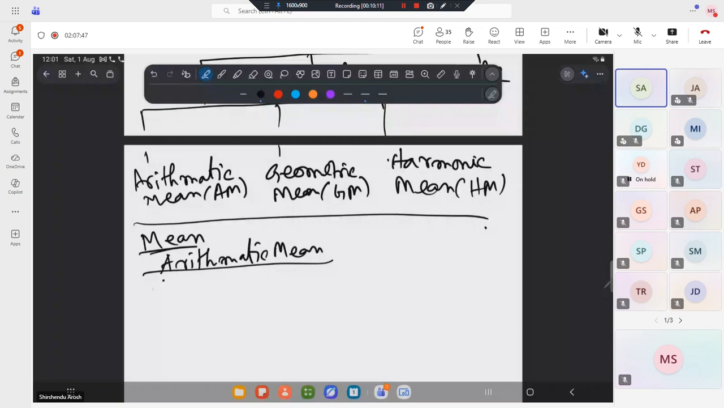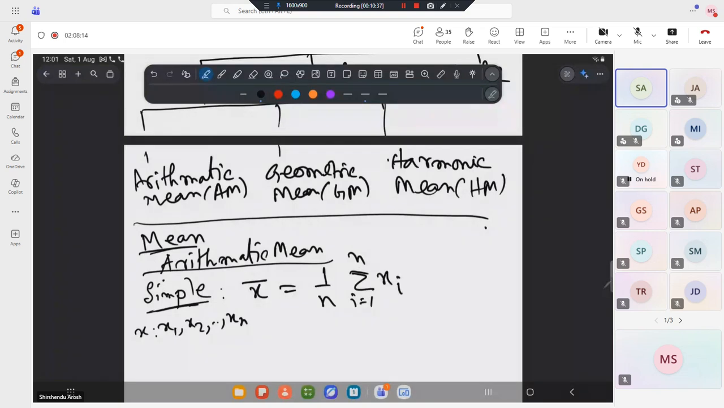So arithmetic mean would be of two types. One is called simple. Simple means that there is no frequency as such in this particular part. We generally show the arithmetic mean by x bar. If x is a variable taking the values x1, x2 to xn, where n is the number of values, then x bar can be represented by 1 by n times the summation of xi from i equals 1 to n. Eventually it is nothing but x1 plus x2, plus x3, till xn, divided by the number of observations. That is the simple mean.